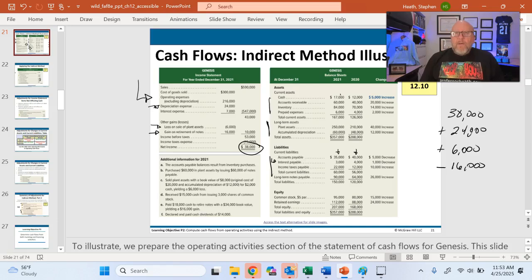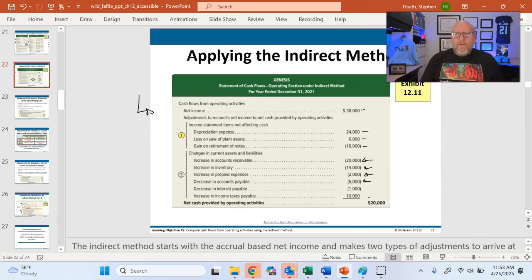Next one, interest payable. Interest payable also went down, so there is another use of cash. And then income taxes payable, that actually went up. We owed 12,000 and now we owe 22,000. So that actually went up, and we would treat that as a source of cash. So we treat the increase in income taxes payable as a source of cash, and then we treated the decrease in interest payable of 1,000 as a decrease in cash.